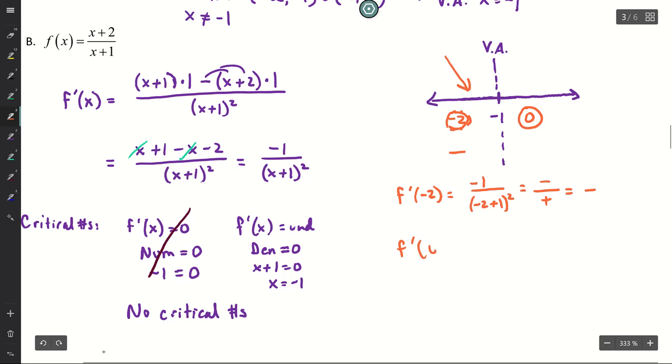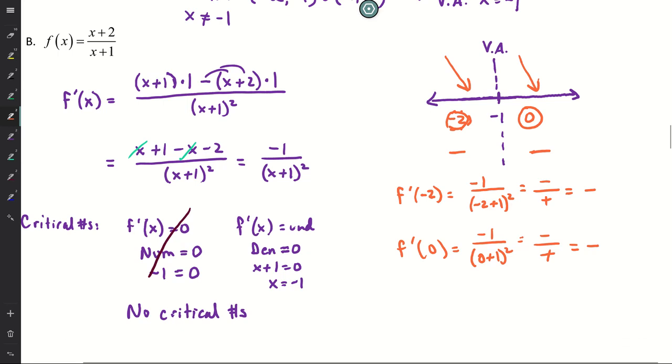f prime at 0, just worried about the sign. We have -1 over 0 plus 1 all squared. We have the same situation as before. We have the negative on the top, positive on the bottom. That would result in a negative overall. So we have a negative here, behavior there also decreasing. Now, there are situations that you're going to run into where the behavior there changed, and that's what I'm talking about with being careful that we don't say a vertical asymptote is a relative max or min. So normally a behavior change will indicate that, but not when it's a behavior change over an asymptote.